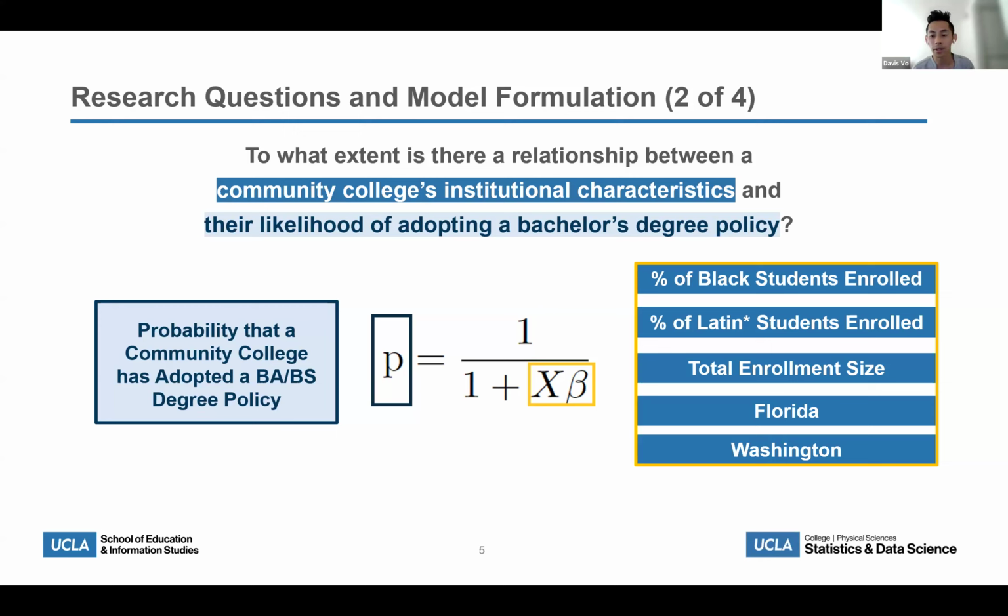And so the five predictor variables that are included in the various models is percentage of Black students enrolled at the college, the percentage of Latin students enrolled at the college, the total enrollment size, whether the community college is in Florida, and then whether the community college is in Washington. And I have Florida and Washington just because they have pretty mass adoption of this program in their respective states, where the majority, if not close to all their colleges now offer a bachelor's degree program.